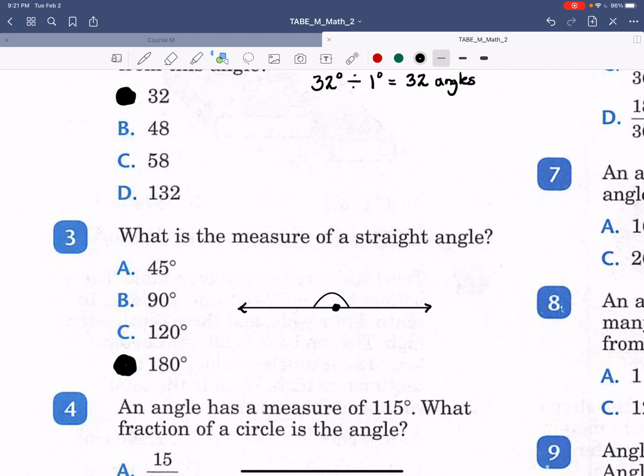That is 180 degrees. The way I remembered it when I was learning this, you know that a circle is 360 degrees, and we're only interested in this top half of it. Half of a circle, what's half of 360? 180.